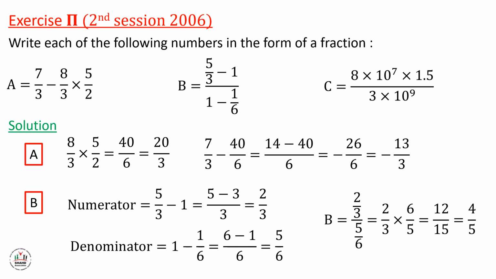Now we can write B as 2 over 3 over 5 over 6. So 2 over 3 times 6 over 5. 2 times 6 is equal to 12. 3 times 5 is equal to 15. We can simplify this fraction by dividing the numerator and the denominator by 3. So 12 divided by 3 is equal to 4. 15 divided by 3 is equal to 5. And 4 over 5 is an irreducible fraction.